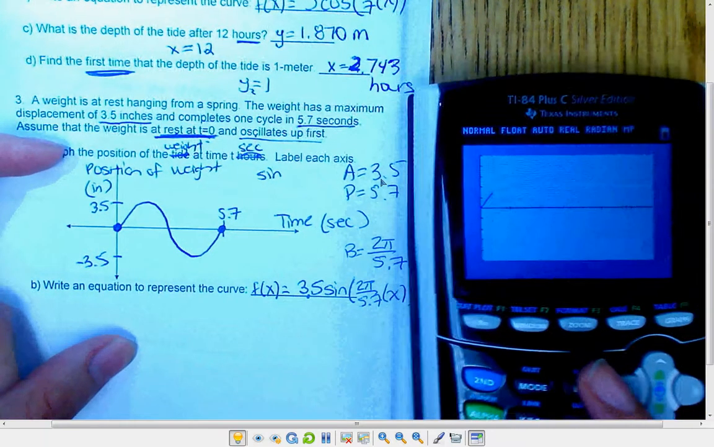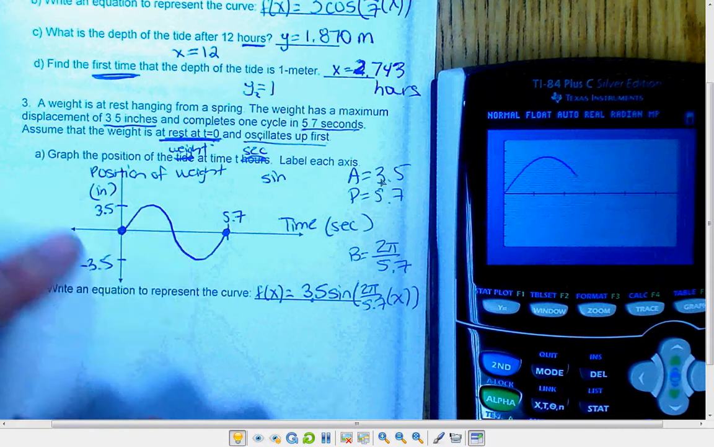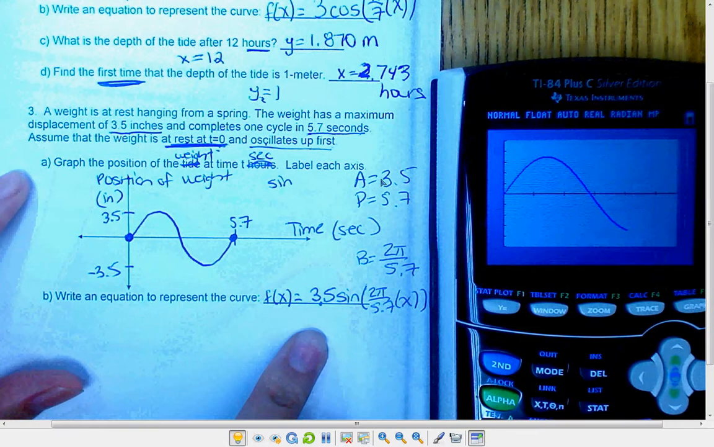When I press graph, now I should get a function that looks just like the one that I drew on my paper. And that tells me that my equation is indeed correct.